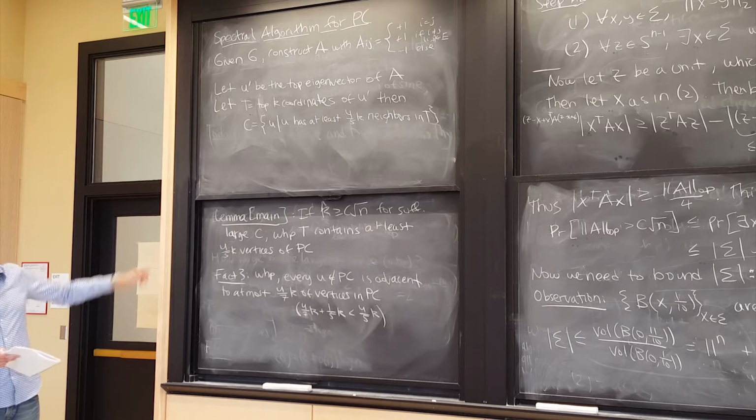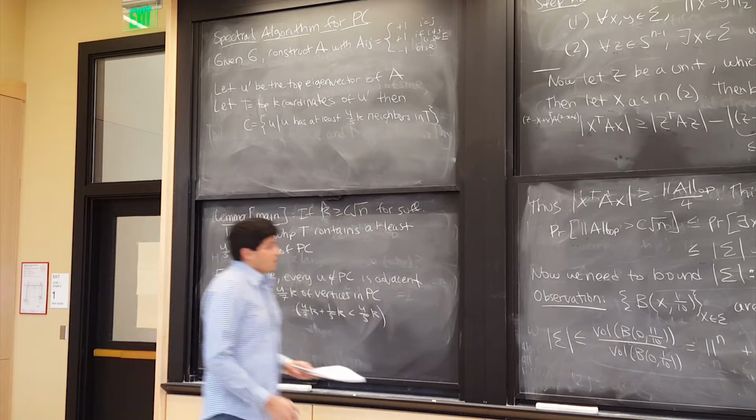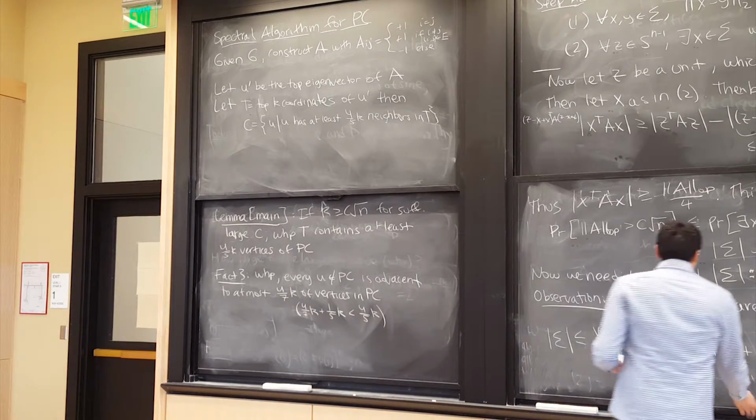So the main heart of the proof really is in this lemma. This is where we're going to use the random matrix theory. So let me give you a little bit of intuition for this now.